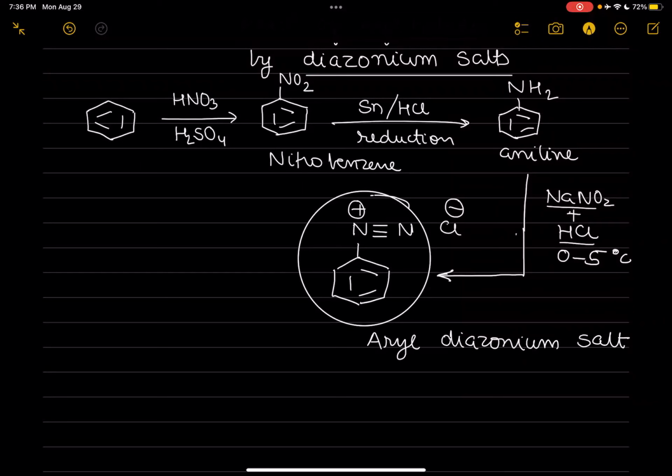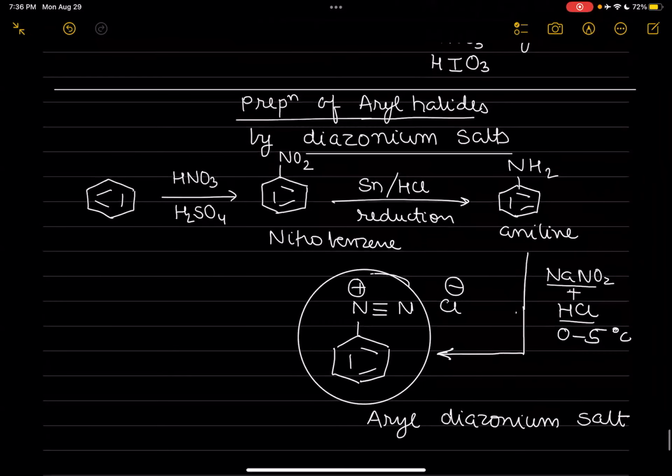But this is not readily available in the laboratory, just like your HCl, nitric acid, H2SO4. This is prepared. How is it prepared? You first take benzene, you do the nitration by taking a mixture of two acids, you get nitrobenzene, you do the reduction, you get aniline. Aniline, you react it with NaNO2 plus HCl. That is the preparation of diazonium from aniline. And you get this diazonium salt.